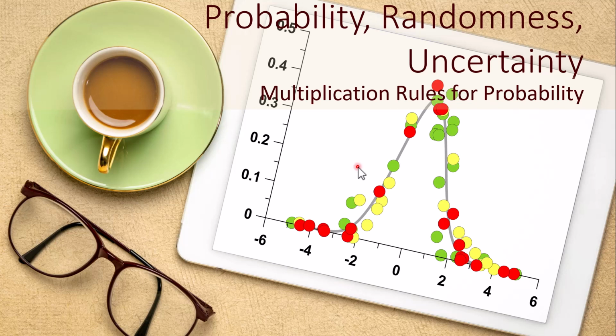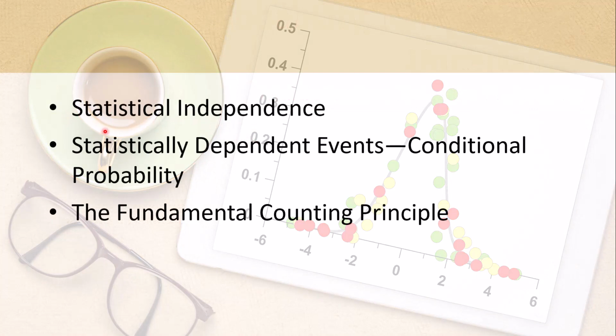Hi everybody, this is a continuation of section 4.3, and in this video we are going to talk about dependent events and the multiplication rule for probability for the case where your events are dependent. In my previous video, we talked about statistical independence. In this video, we're going to talk about statistically dependent events, say that 3 times fast, and introduce the notion of conditional probability. And if we have time, we might go on to the fundamental counting principle.